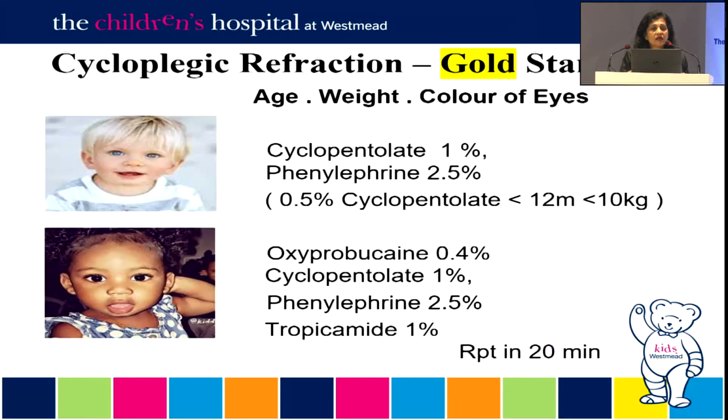So hence, in children, we still have cycloplegic refraction being the cornerstone of refraction. This is a very age-old technique and it still holds good till today. In Sydney, the western part of Sydney where I practice, we are quite multicultural. So the choice of drops depends predominantly on the color of eyes, and also the percentage of drops depends on the child's weight. If it's less than 10 kilos, you're using a lesser concentration of cyclopentolate.